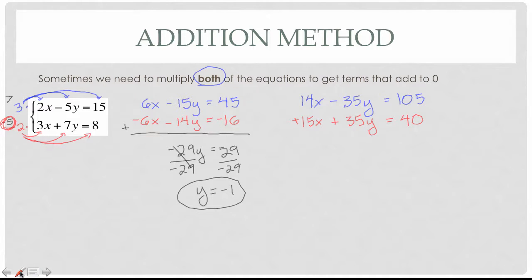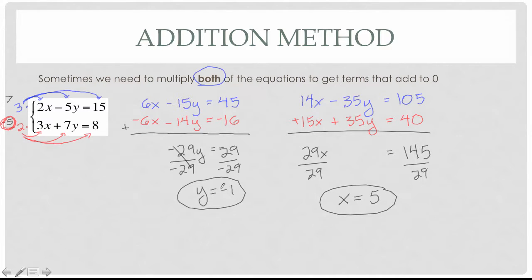All right, now let's add these two together. 14x plus 15x is going to give me 29x. That's kind of interesting. My y's turned to 0 because I got -35 plus 35. I like that. And then 105 plus 40 is going to give me 145. So divide both sides by 29. And x is equal to, well, let me get my calculator. I believe this is 5. 145 divided by 29 equals 5, yes.